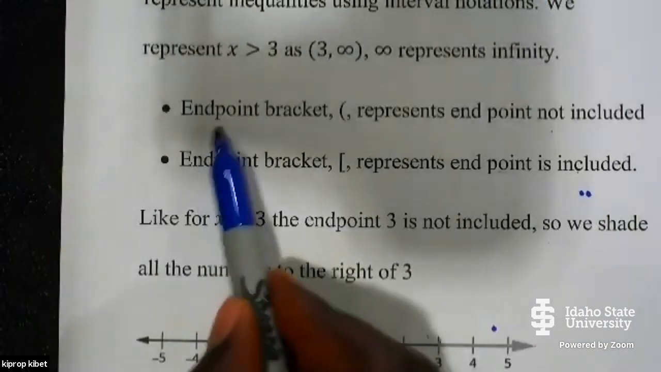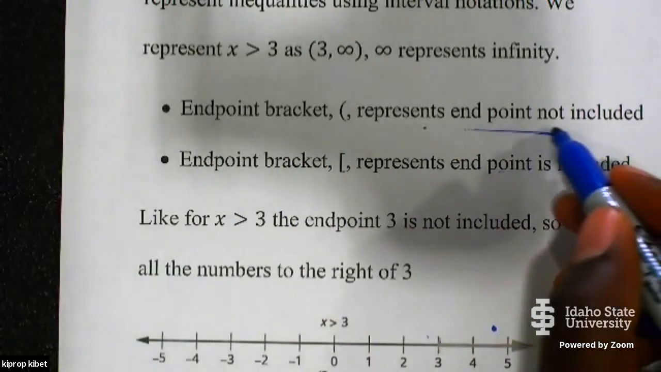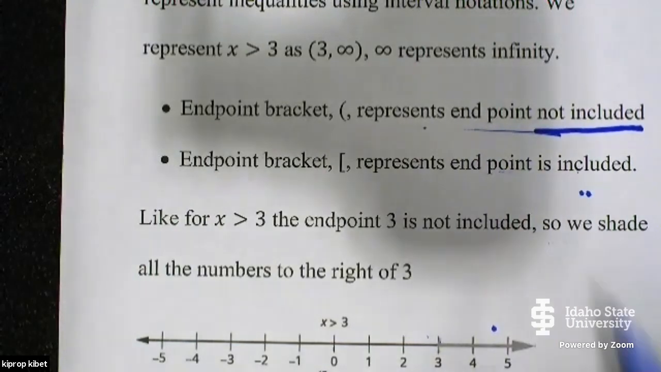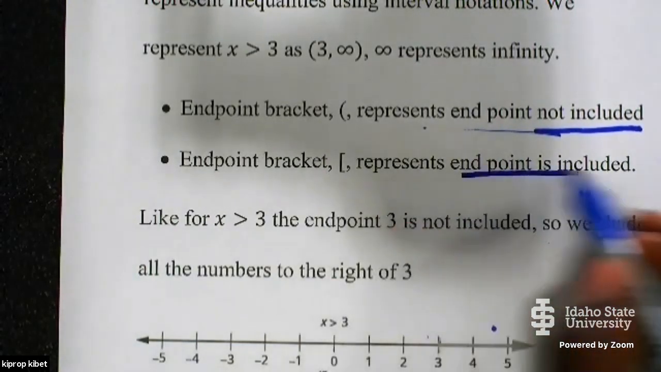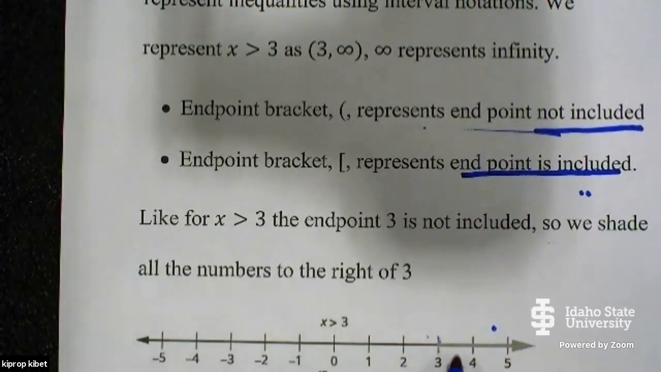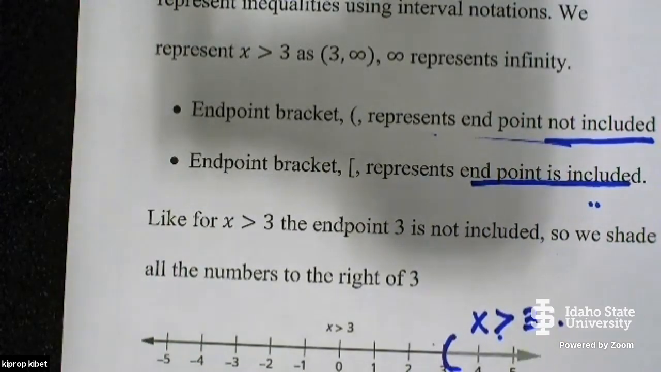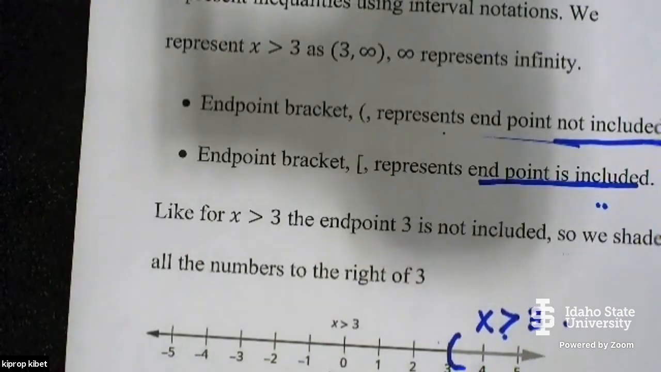Okay, so these end brackets are using this one to show there is not included. And then the endpoint for this one showing that it is included. So the example is this. So when x is greater than 3, it's like this. So you use that. Okay. So this one is showing x greater than 3. Okay. So this is what we call the notation.